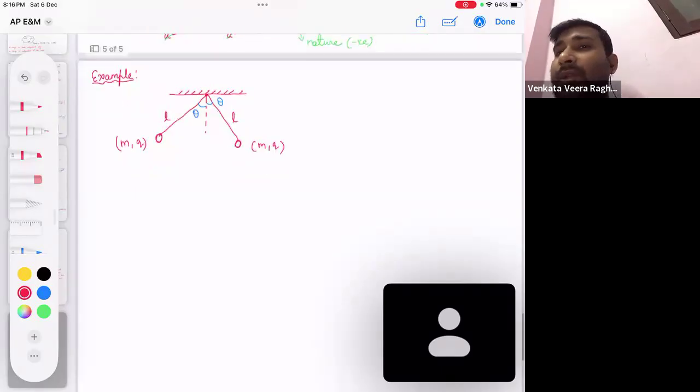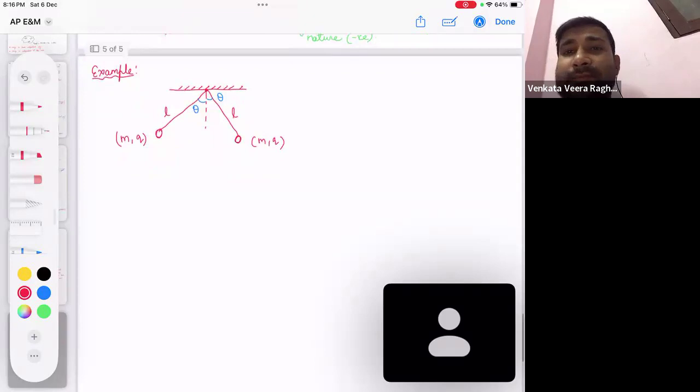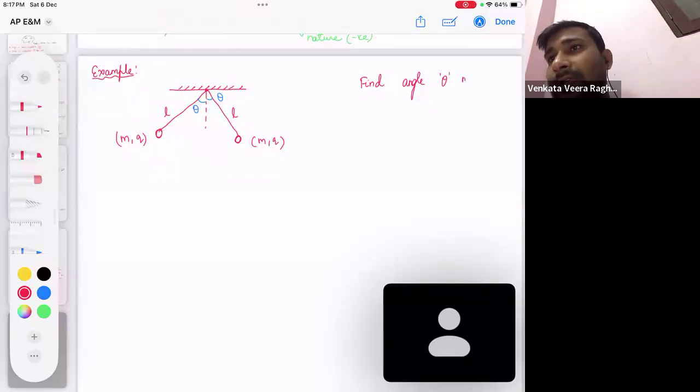So please tell me, what is that angle theta? Understand? And again, the question is given for what purpose? Find angle theta. Find angle theta made by the string with the vertical.